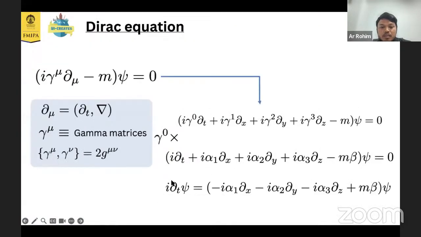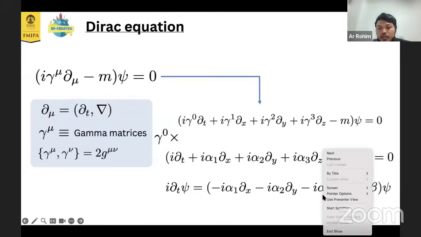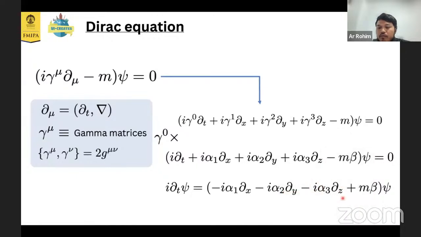Yeah, and here can be seen as a Hamiltonian operator and equals to this one. And you may remember that minus i partial x equals the momentum operator, x component, and this one corresponds to the momentum operator for y component, and this part corresponds to the momentum operator for z component, plus m beta c.